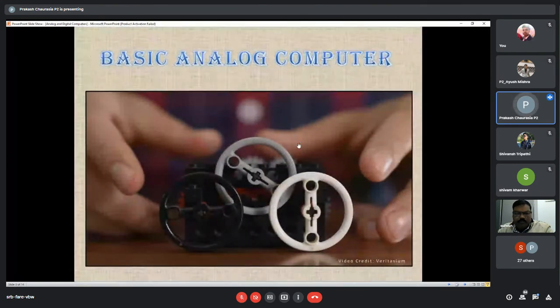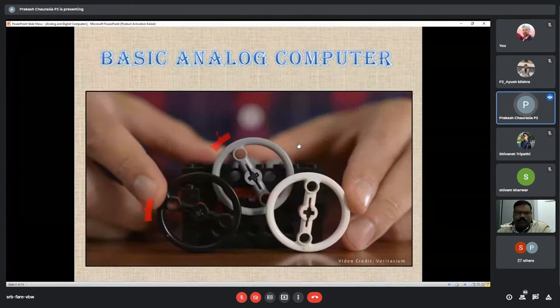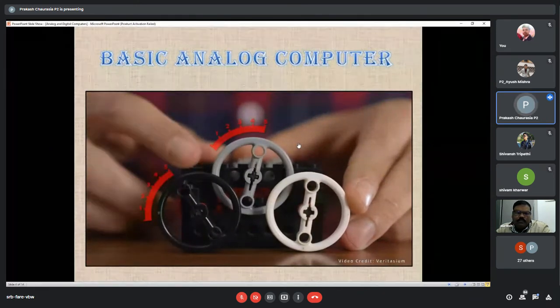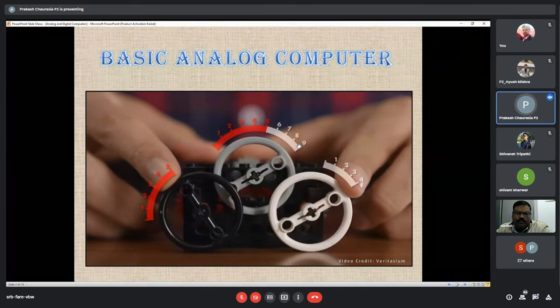Here we have the very basic example of an analog computer. So if we move the black wheel here by 5 units and then the white wheel here by 4 units, we can see the result in the gray wheel, which is rotated by 9 units. So this is a basic analog computer which works by gears.